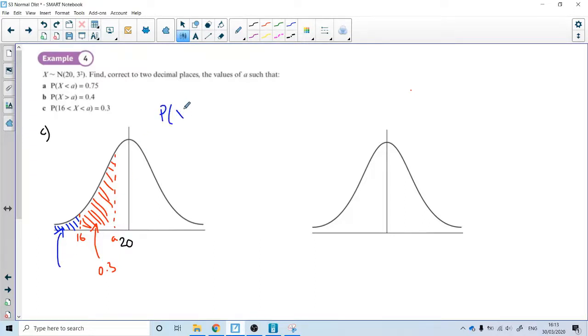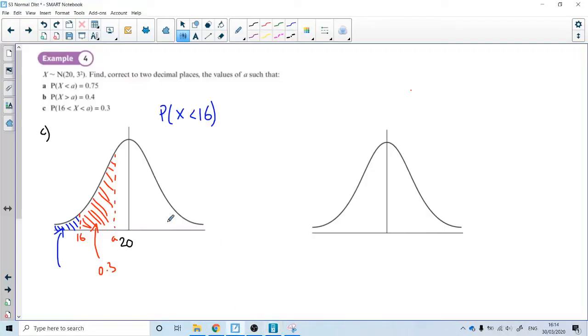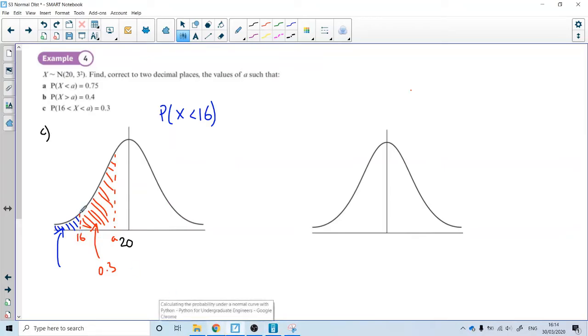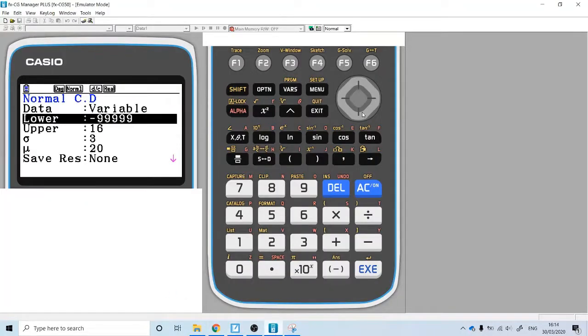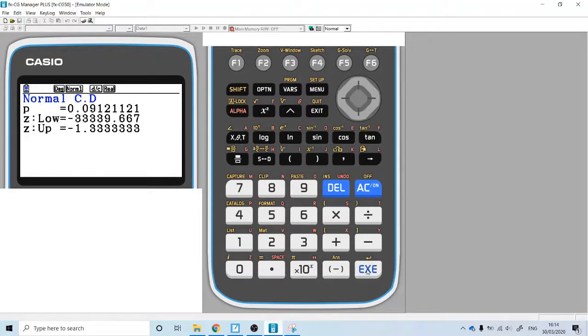So let's try and find out what that probability there is. So that's the probability that x is less than 16. So we're going to go to our calculator. We're going to put our lower as a really small number, like minus 9999. Upper as 16, because we want the area up to 16. And we'll leave sigma as 3 and mu as 20. And that probability there, that area, is 0.09121.